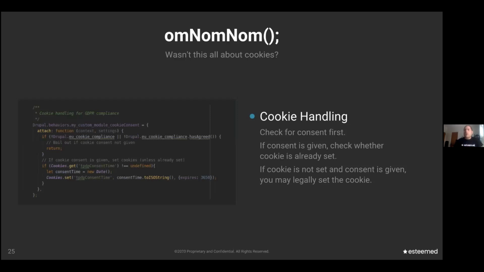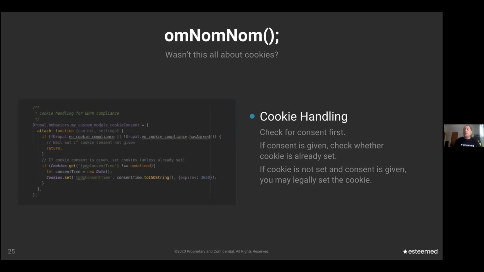But wasn't all this about cookies? So cookie handling, you check for consent first, same way as in the last slide. It's going to say attach function context settings, and then it says if not EU cookie compliance or not EU cookie compliance has agreed, then bail out. We're not going to do any of this tracking stuff because they haven't given consent. But let's say the consent is given, else, right?